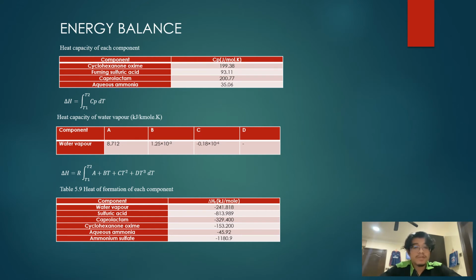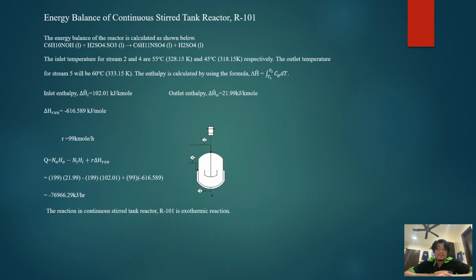For the production of caprolactam, we calculate the energy balance for three unit operations: continuous stirred-tank reactor, evaporator, and also another stirred-tank reactor. Before we do the calculation, we need to know the heat capacity and also the heat of formation of each component. So here is the table that shows all the information. For example, I will explain the energy balance of the continuous stirred-tank reactor. So here is the equation. We also need to know the inlet temperature for streams 2 and 4, which is 328.15 Kelvin and 318.15 Kelvin, while the outlet temperature for stream 5 is 333.15 Kelvin.